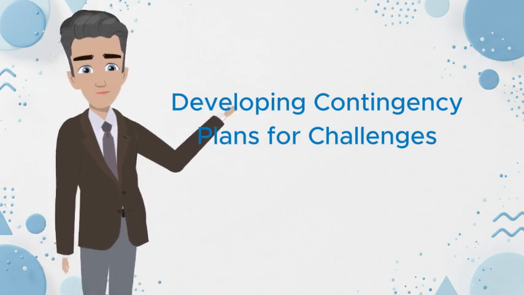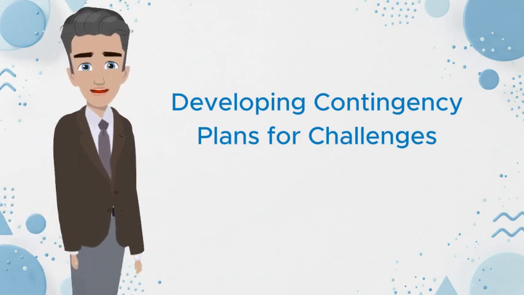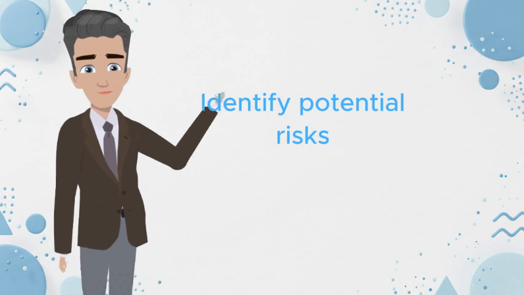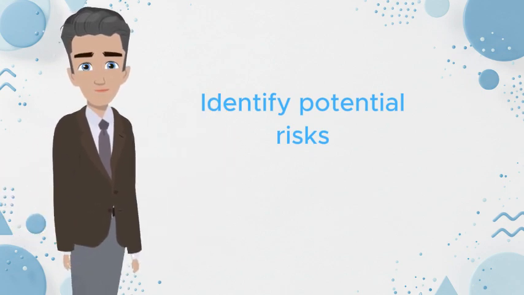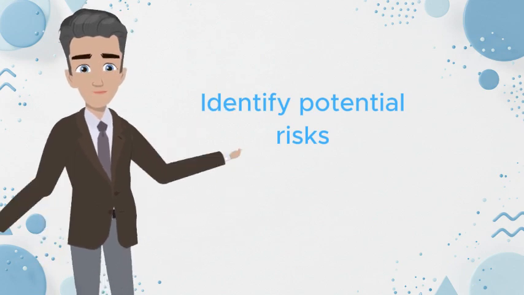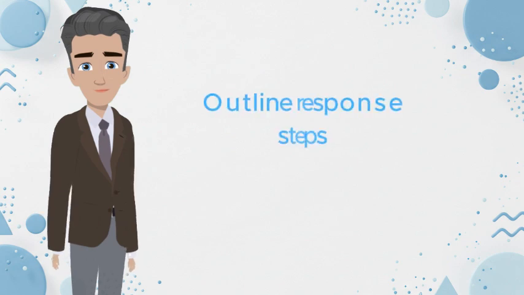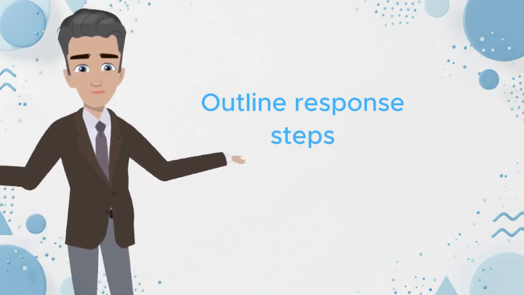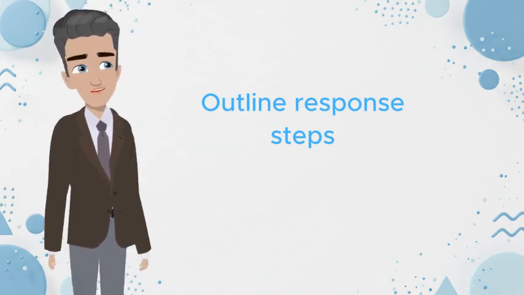It ensures you're prepared to act quickly and effectively when crises arise. Here's how to develop one. 1. Identify potential risks. Consider scenarios like supply chain disruptions, natural disasters, or losing key team members. 2. Outline response steps. Define what actions to take, who's responsible, and what resources are needed.